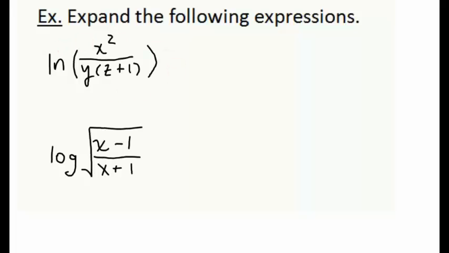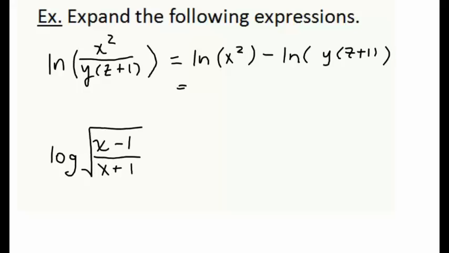Let's begin with ln of x squared over y times z plus 1. Now, because we have two expressions that are divided here, we can break this up into two natural logarithms that are separated by a minus sign. So in this case, we can say ln of x squared minus ln of our denominator, which is y times z plus 1.